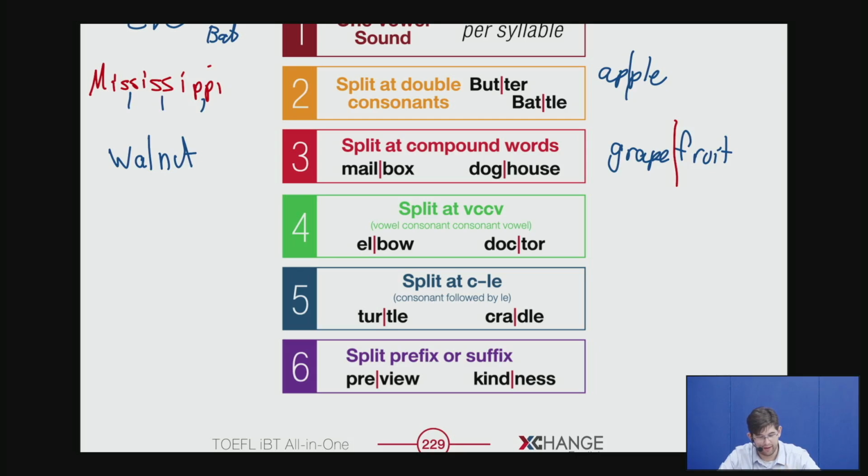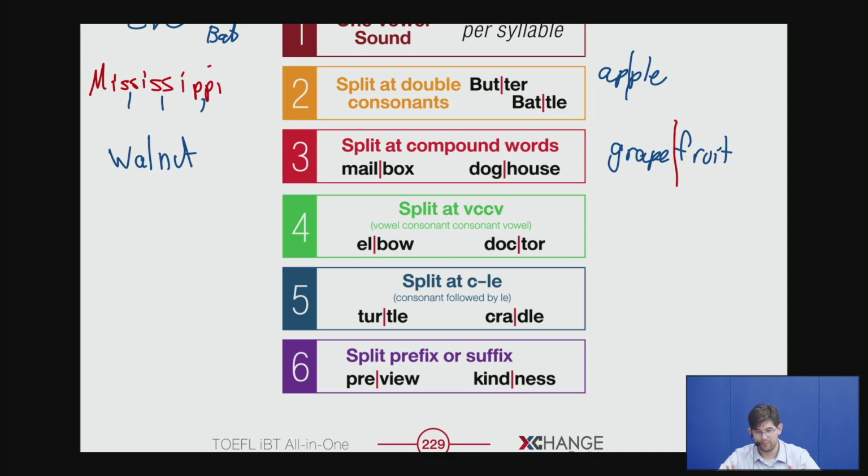Our next rule for counting is we normally make splits at what we call VCCVs, or these are what we call vowel, consonant, consonant, vowel setups. So examples we have here are elbow, and in elbow we see the vowel, consonant, consonant, vowel setup. And again in doctor we have the same. It's vowel, consonant, consonant, vowel setup. So this is not an easy rule to remember always when you're especially speaking. This is easier to see when you're reading, but this is normally when it happens.